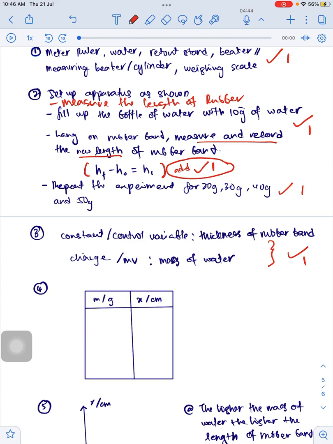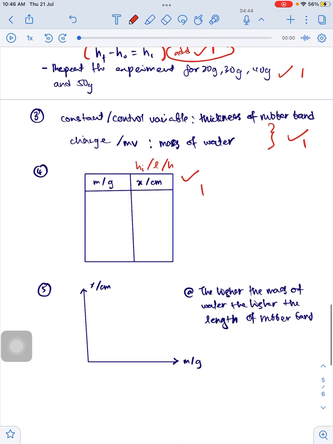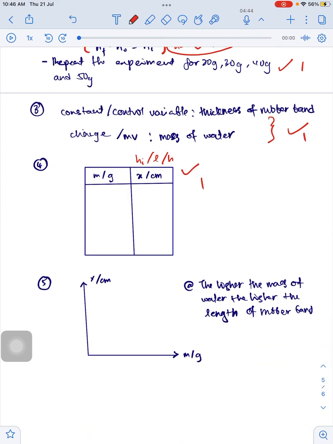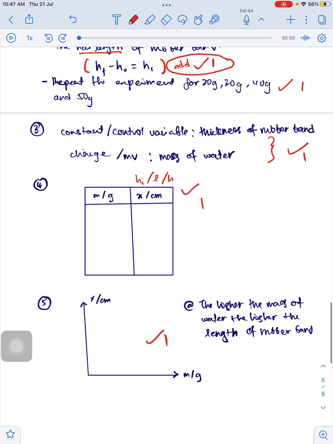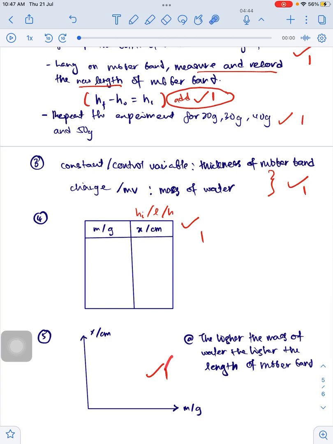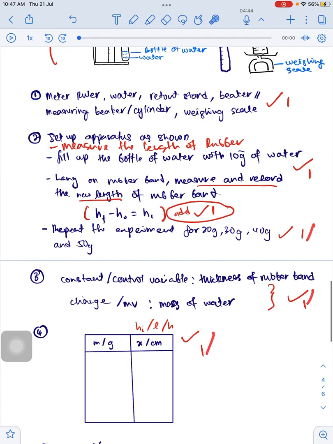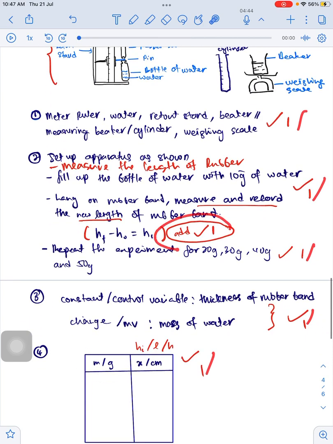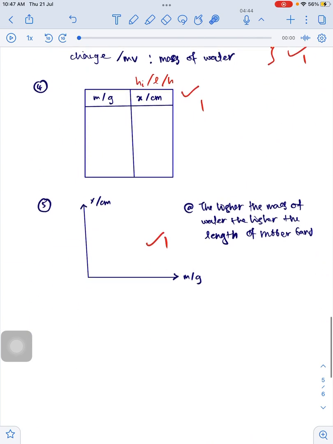And then for the table: mass in gram and extension in percent. But if you state length or H, also can, right? And then the graph for the X and Y. Alright, so you can state load against extension, or you may write down the load against extension graph. Okay, so there is another 1 mark. So 1 2 3, 1 2 3 4 5 6. Okay, 6 marks. So you will be granted the additional mark, so you get 7 marks.